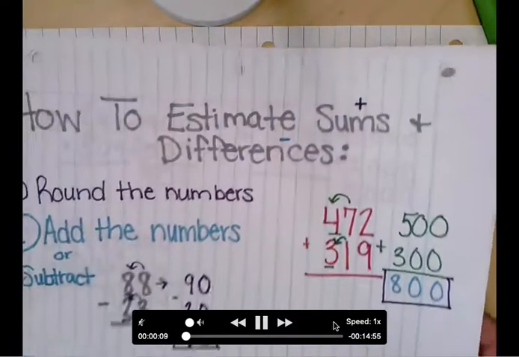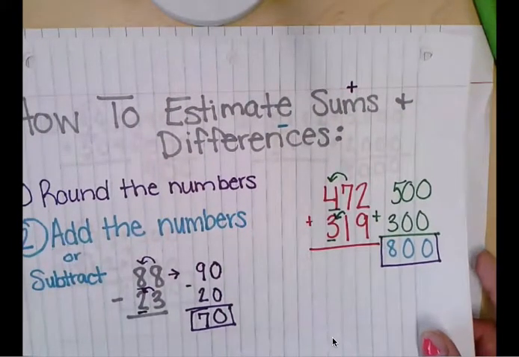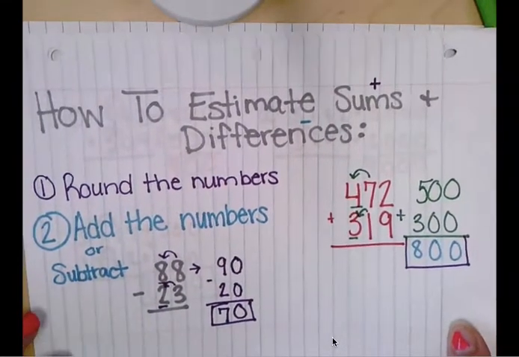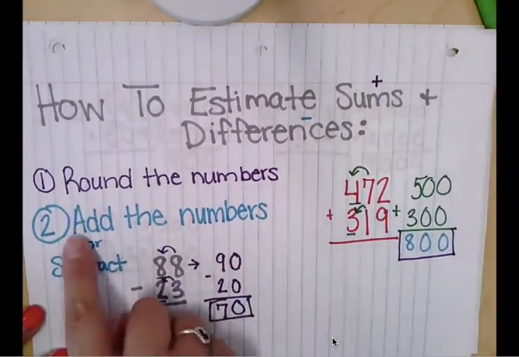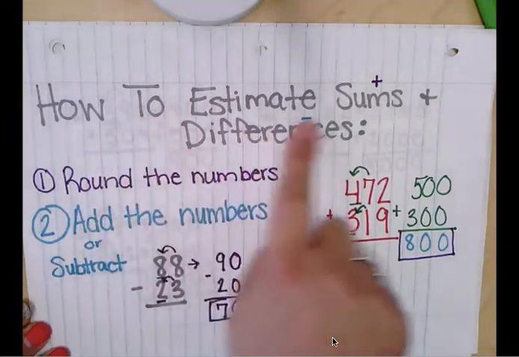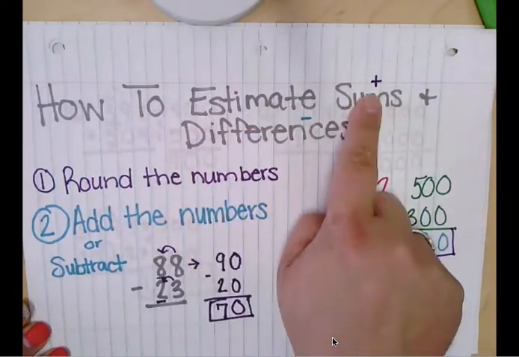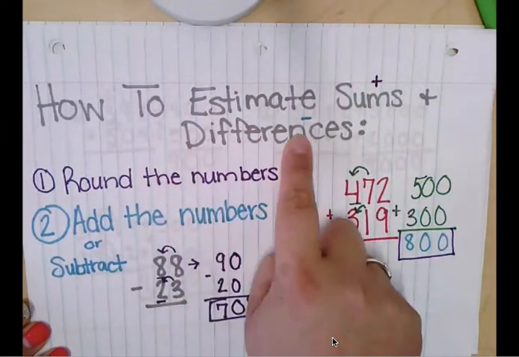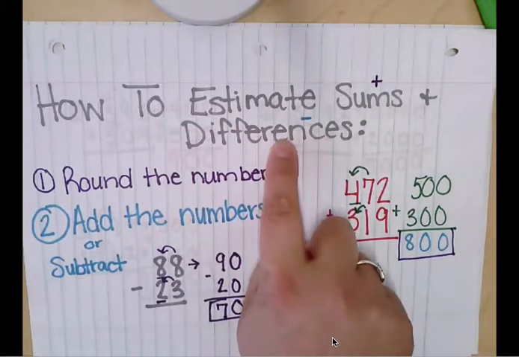Hello, boys and girls. What I need you to do is get out your anchor chart from yesterday where we wrote how to estimate sums and differences. When Miss Jones was making this anchor chart yesterday, she forgot to add something. Our first step was, when we have to estimate, which means we're rounding, sums, which are answers to addition problems, and differences, which are answers to subtraction problems.